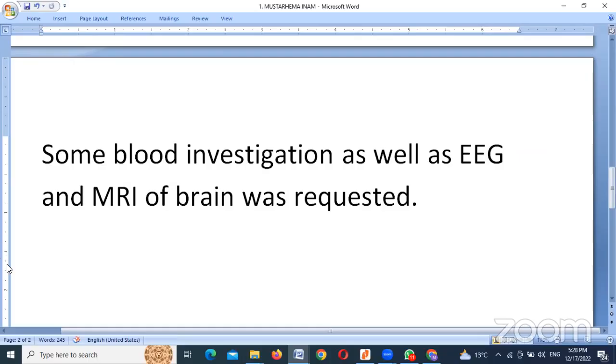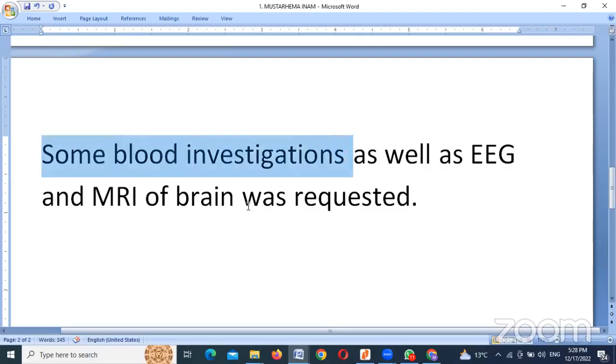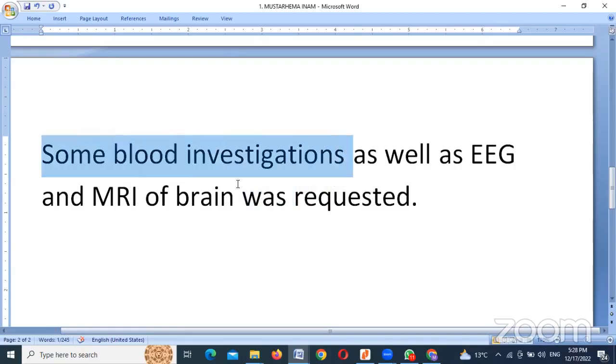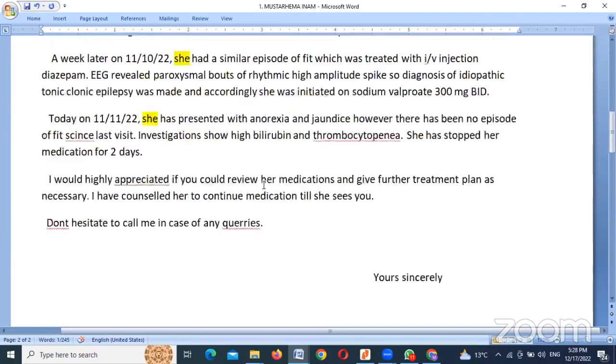But when we are using this, we need "some blood investigations." It should be plural, investigations. This is not a single investigation, so investigations would be our main subject. Our verb should be according to what is before "as well as." Some blood investigations were requested.